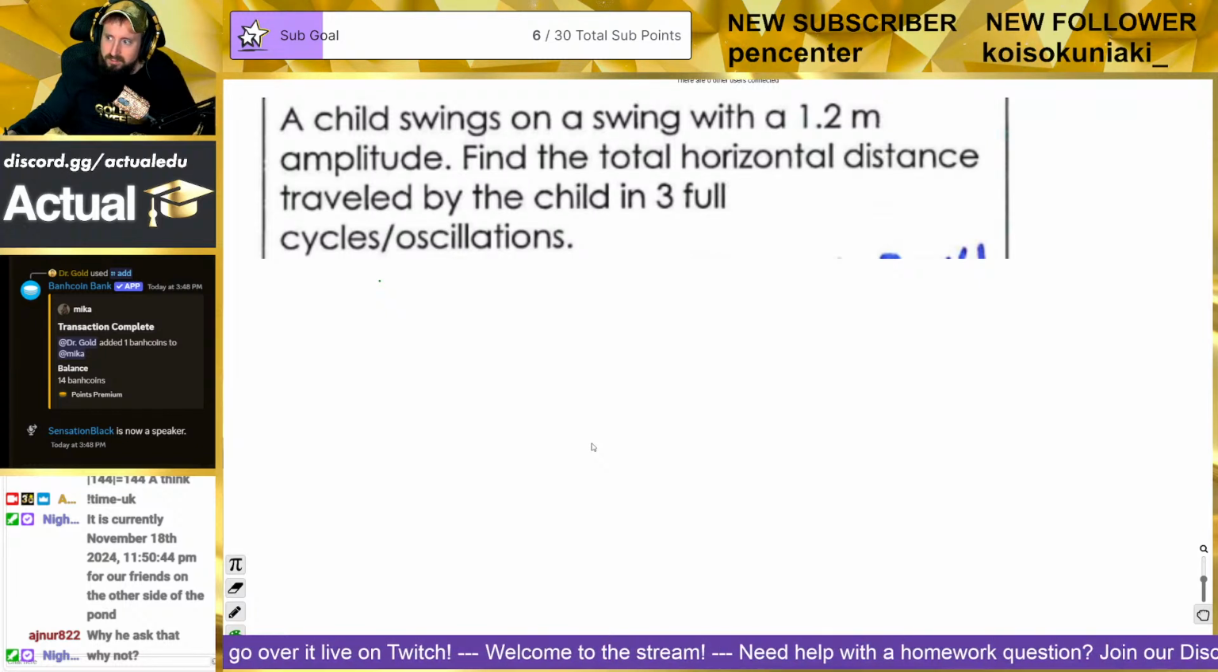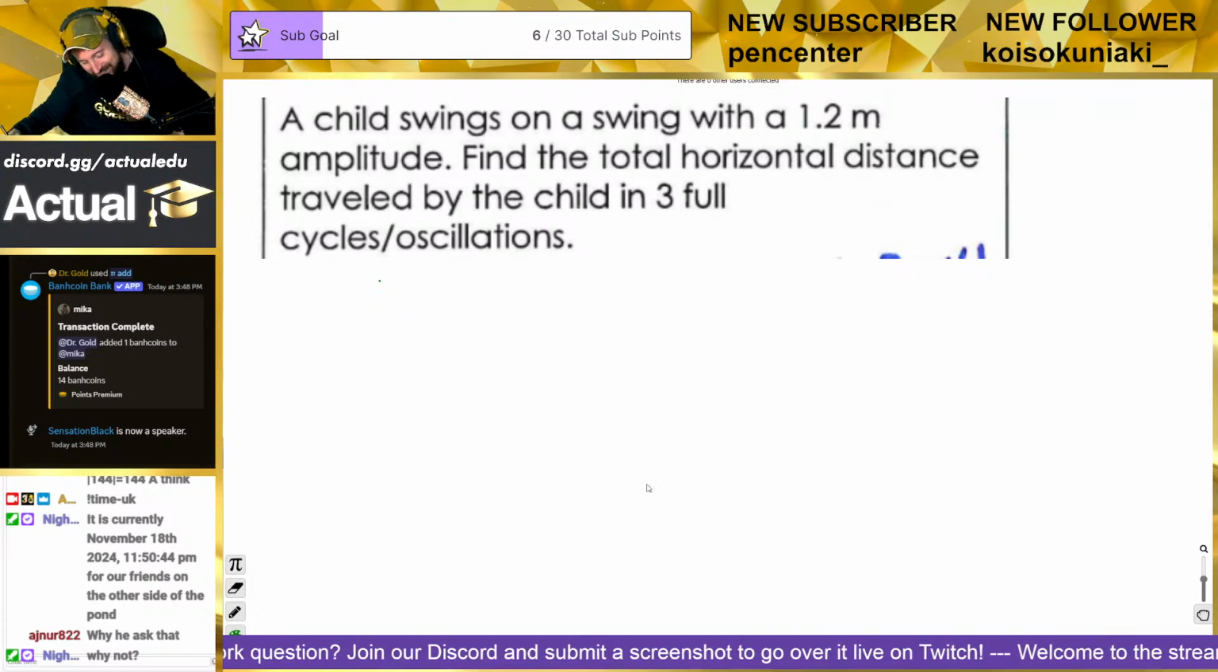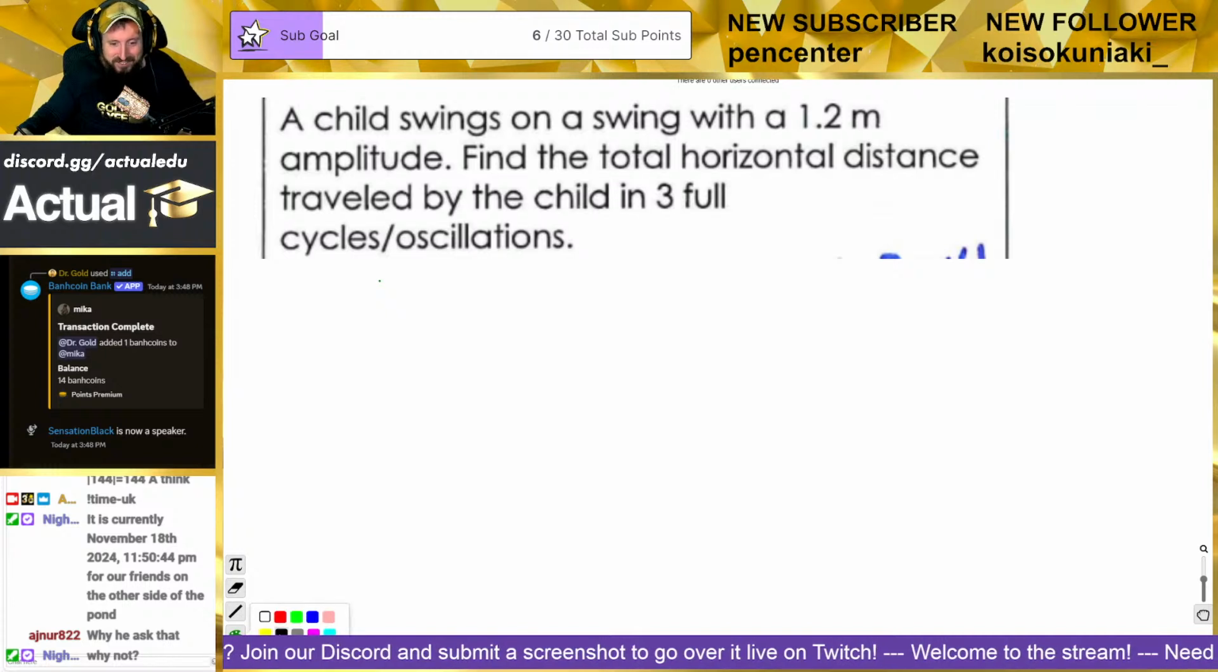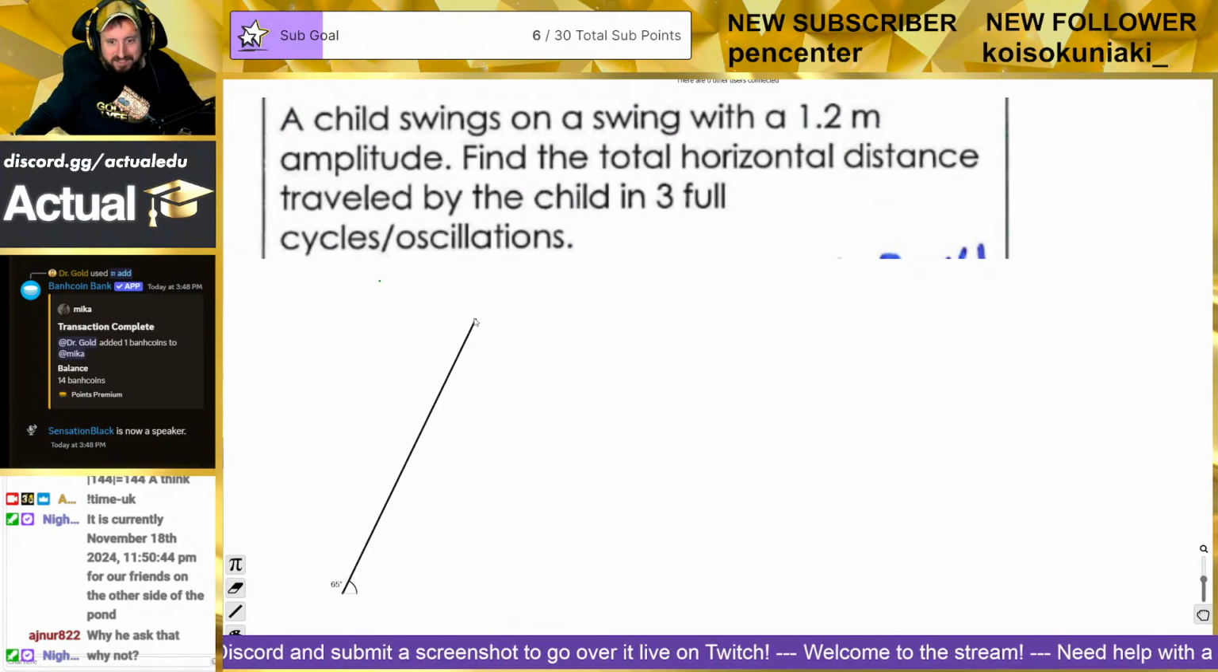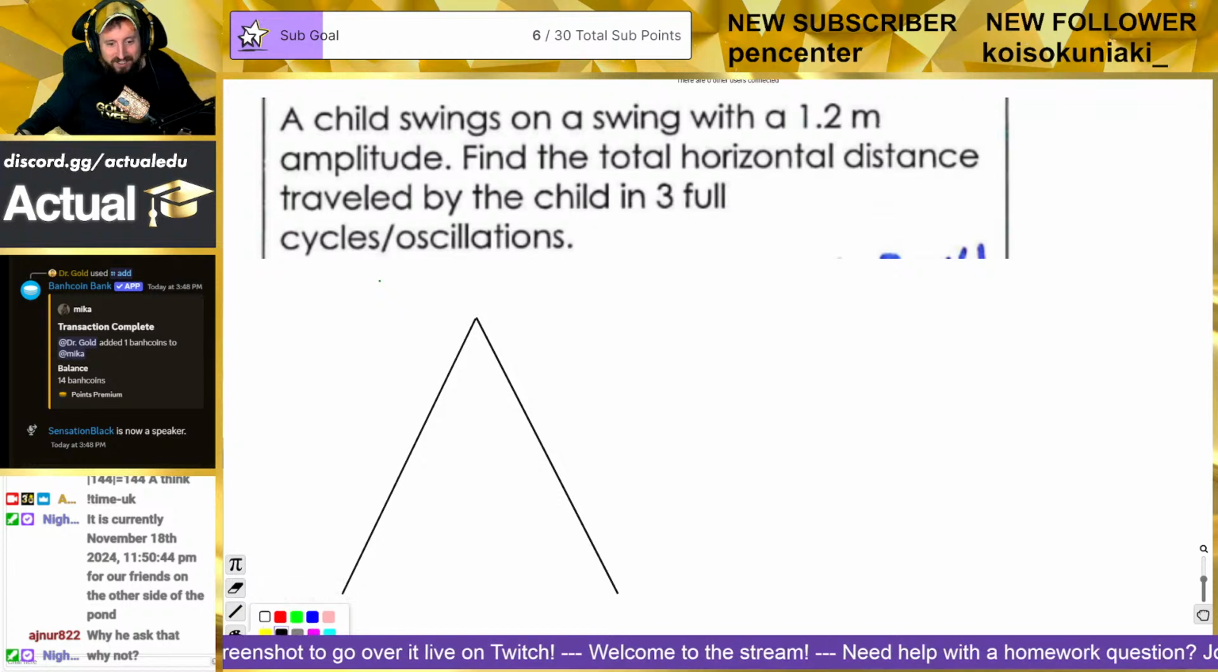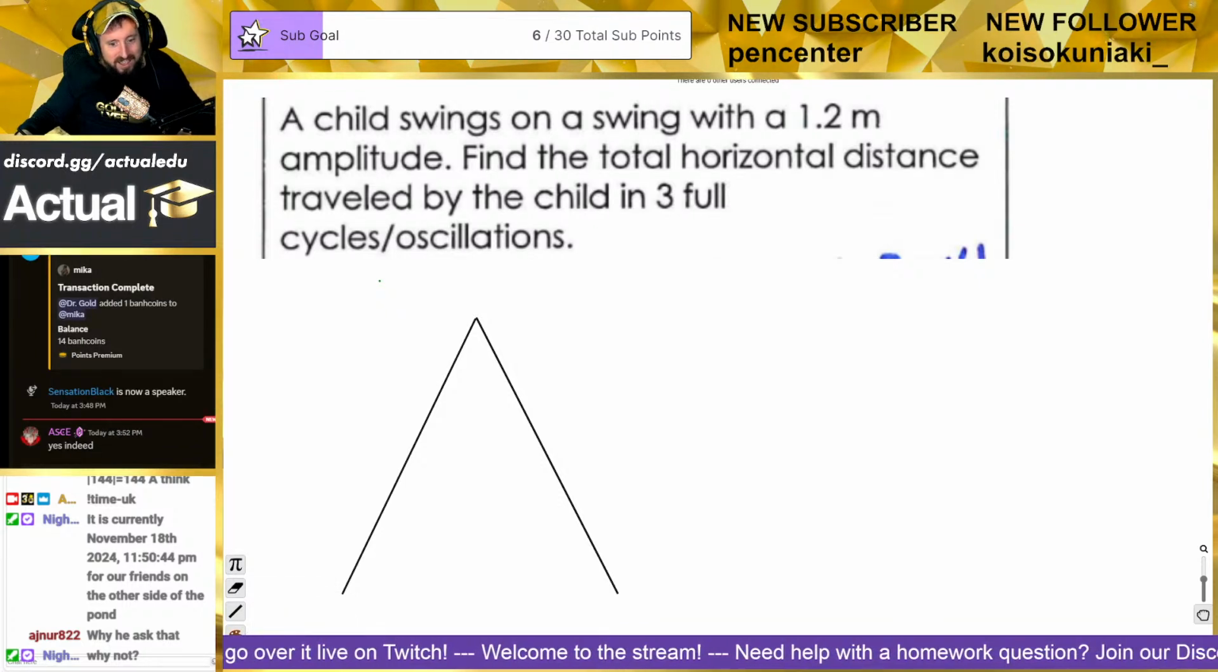Interesting. So the child's going over the bars and then back around again. Yeah, I'm confused. Sorry, what? Is he spinning around like a yo-yo? Like, what's going on here, dude? This is a funny question. Did your teacher seriously give this to you, Ace? Because yeah, Sensation's right.